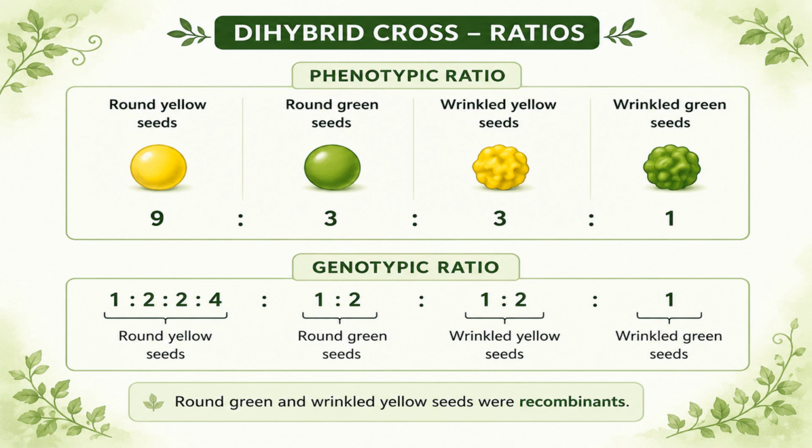So students, always remember, 9 to 3 to 3 to 1 is the characteristic phenotypic ratio of a dihybrid cross. Round green and wrinkled yellow are recombinant phenotypes. The appearance of recombinants provided strong evidence for independent assortment, and this became one of Mendel's greatest contributions to the field of genetics.